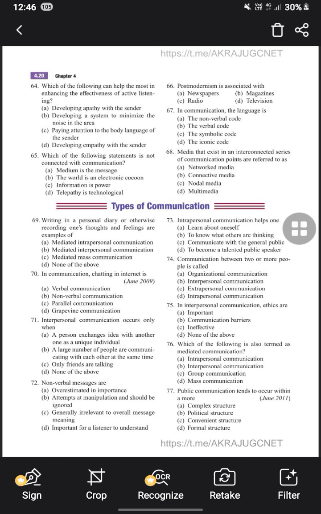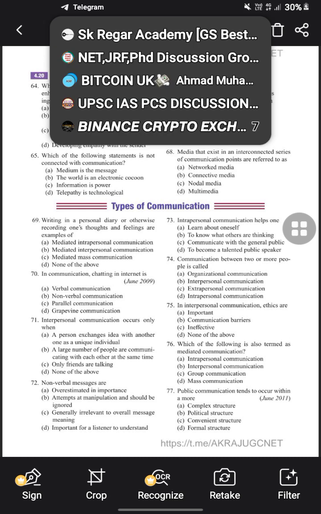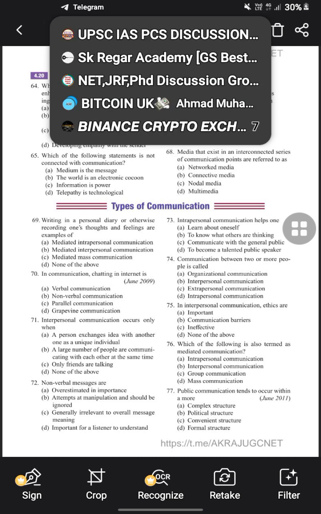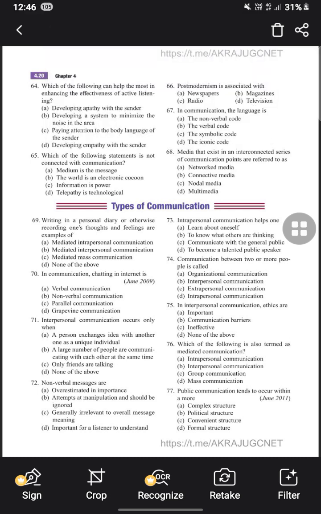Non-verbal message is what? 72 is D, important for a listener to understand, that is non-verbal can be understood. Intrapersonal communication is what? 73 is A, learning about oneself. Communication between two or more people is what? 74 is B, the interpersonal communication, two or more people. In interpersonal communication, ethics are what? 75 is A, important.